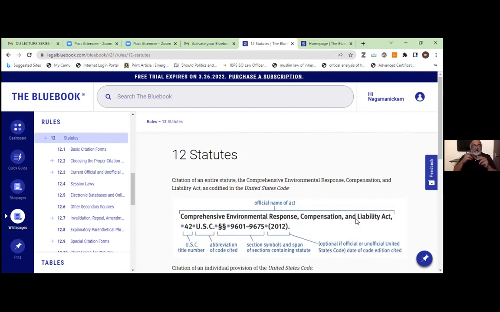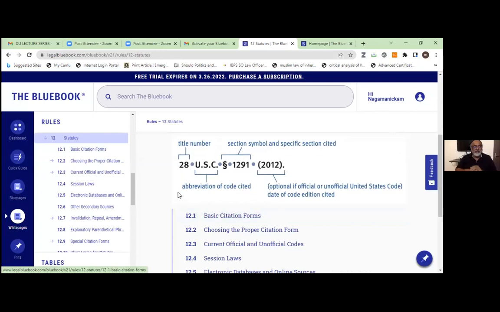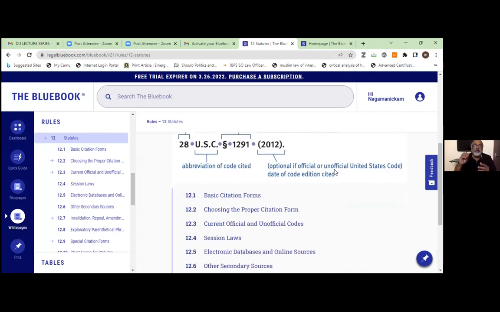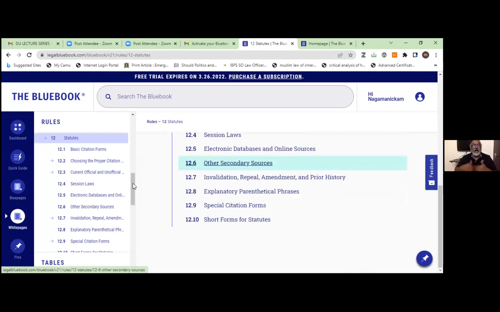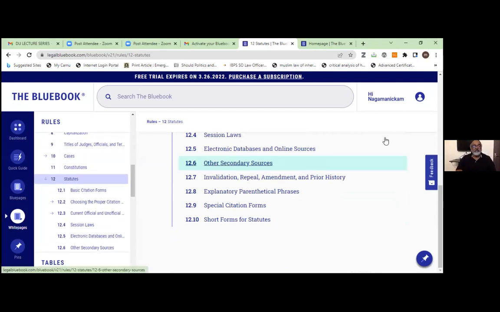As I said, the Blue Book is of US origin, so they have given examples of US acts. Here, this is the title number, this is the code, this is the specific section that is given, 1291, and this is the symbol. In India, we write S. for section, and here they have the symbol, and here again it is the code, edition cited. Usually researchers stick to Indian case laws if they're citing Indian ones, but all this will constitute US case laws. This is for the US.